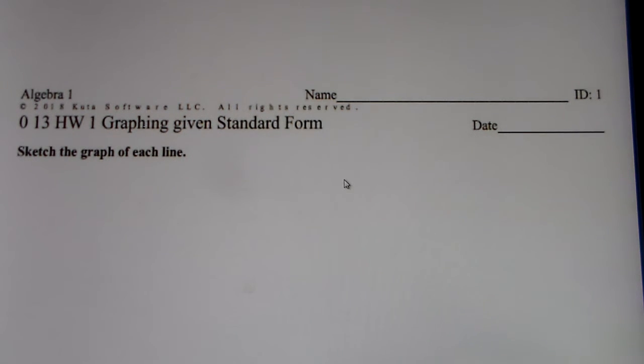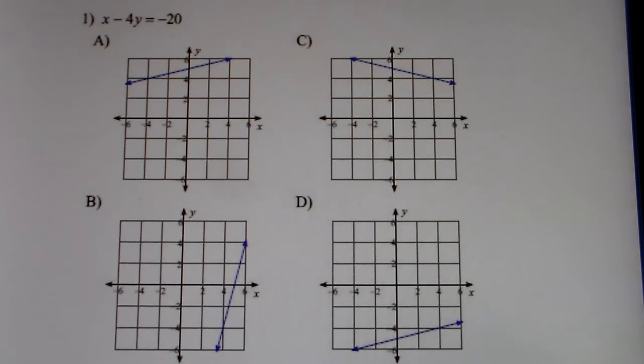Alright, ladies and gentlemen, this is Notes 013 HW1, Graphing Given Standard Form. Your goal is to sketch the graph of each given line. So now we're giving it to you via standard form. So problem number 1. Our equation says in the upper left-hand corner, x minus 4y equals negative 20.